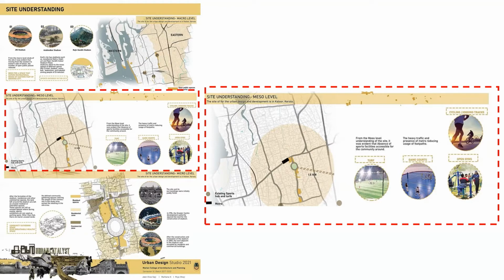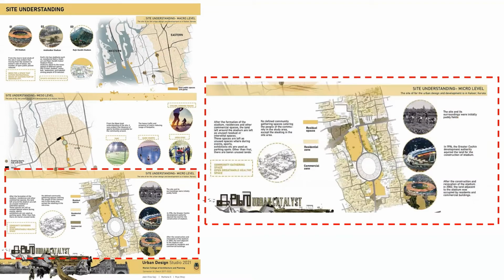Moving to the micro level of the site, we looked at the history of the site, where it was initially a paddy field, which was acquired by the Greater Cochin Development Authority in 1996 for the construction of the stadium. After the construction and renovation of the stadium in 2002, the lands adjacent to the site were acquired for residential and commercial purposes, leaving a major piece of land in the site as unused residual space, which could further be used as open gathering spaces for the community around.